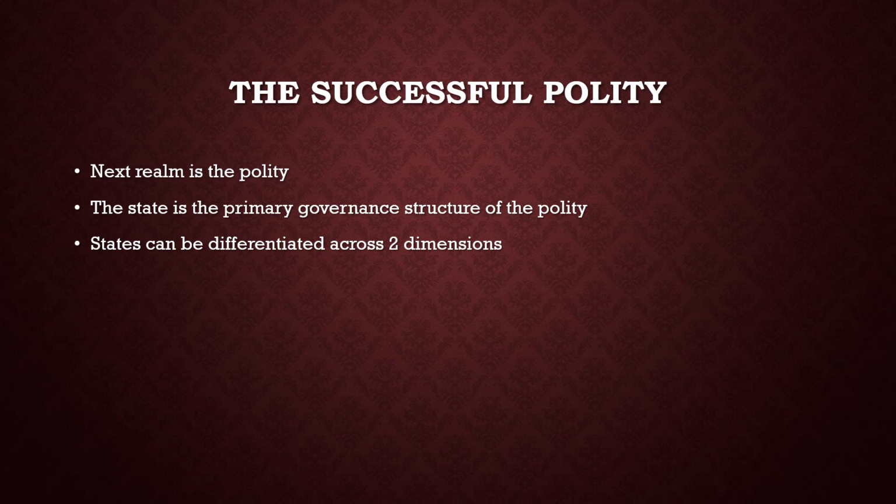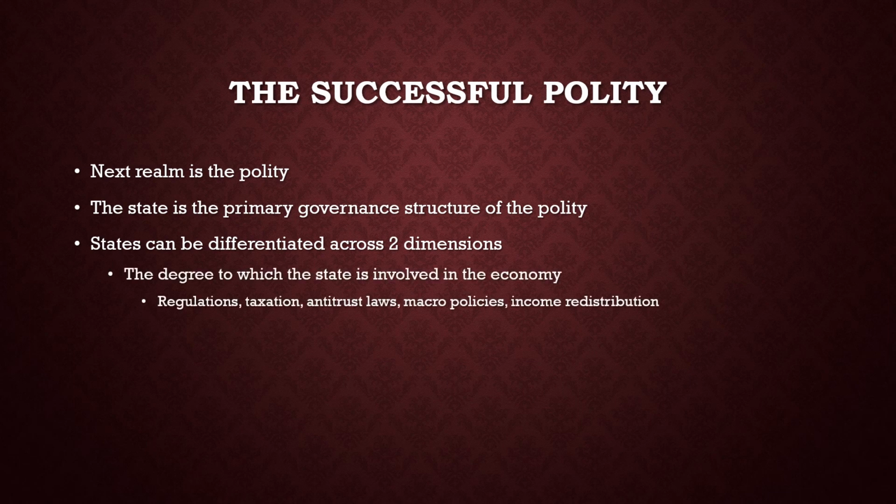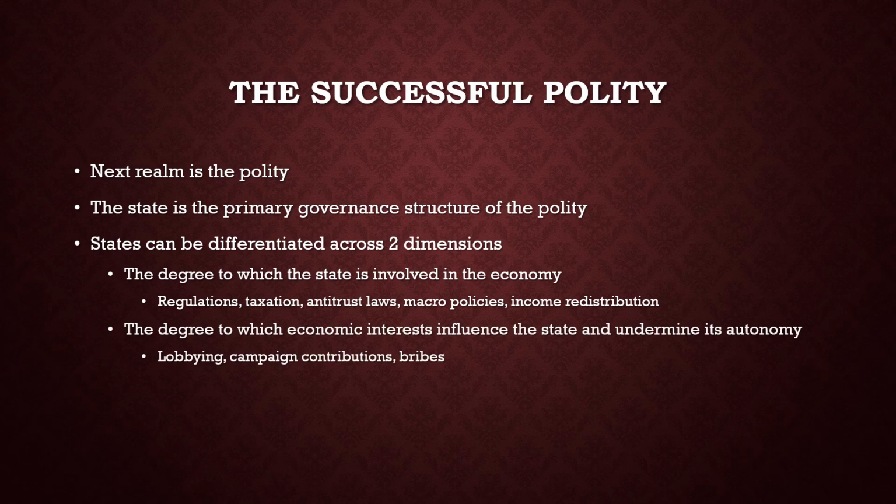All right, so what he's going to do is say that every state can be described across these two dimensions. One is how much the state is involved in the economy. If it is highly involved in the economy, then there are a lot of regulations, a lot of taxation, laws, policies that affect the economy, redistribution of wealth, all of that. So the more it does that, the more the state is involved in the economy. And then the other dimension is how much the economic interests are involved in the state. How much control or power do they have over the state? That can be lobbying, campaign contributions, bribes if we want to go too far with it. And so every state can be categorized across these two dimensions. So there are basically four combinations, or four possible types of states to look at.